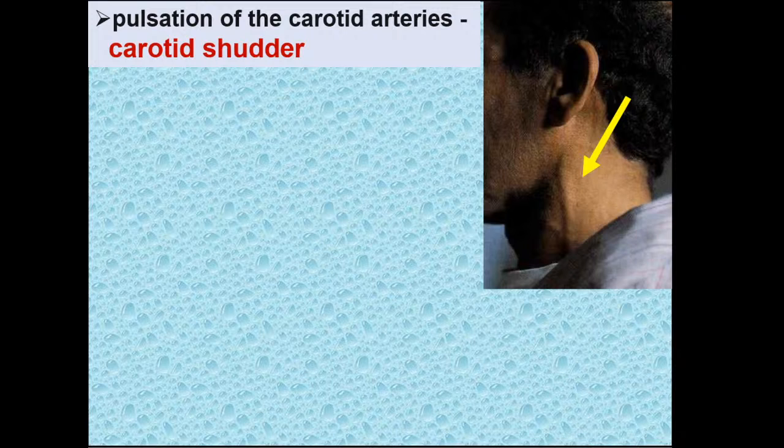Aortic regurgitation is very rich with visible signs, and you must examine the vessels of the neck to reveal specific pulsation of the carotid arteries, carotid shuddering. Why does it appear? Because the carotid artery is near the heart, and you remember the left ventricle is overfilled with blood and the heart stroke will be high. At the beginning of systole, the carotid artery is completely filled, overfilled with blood.